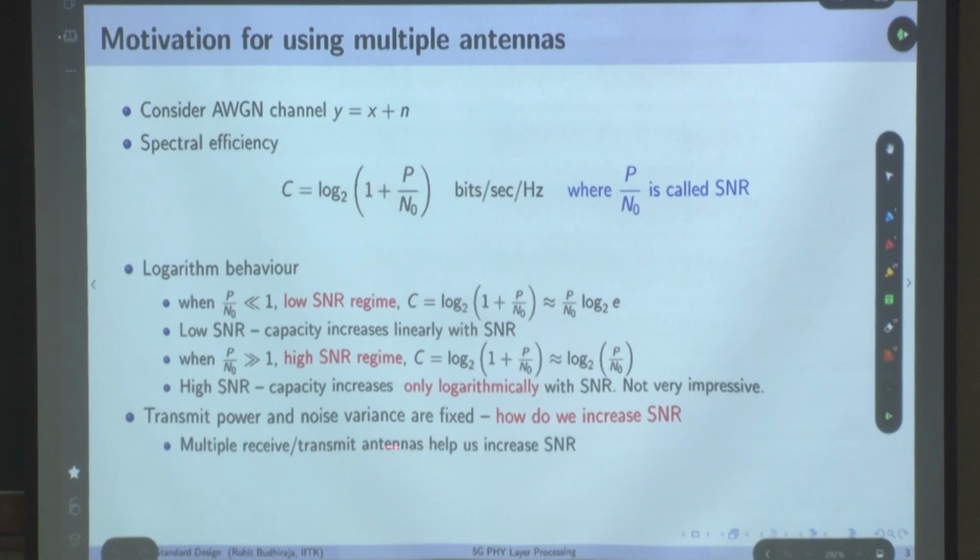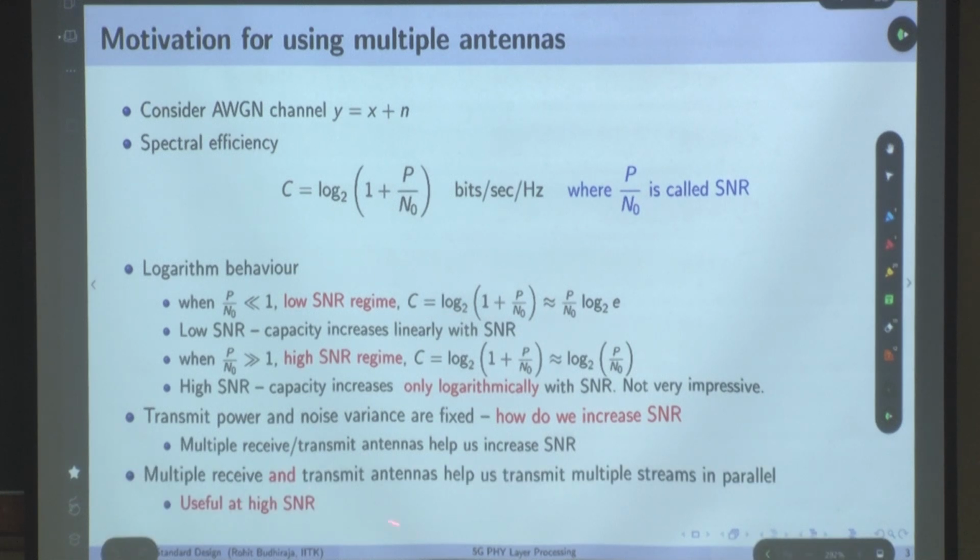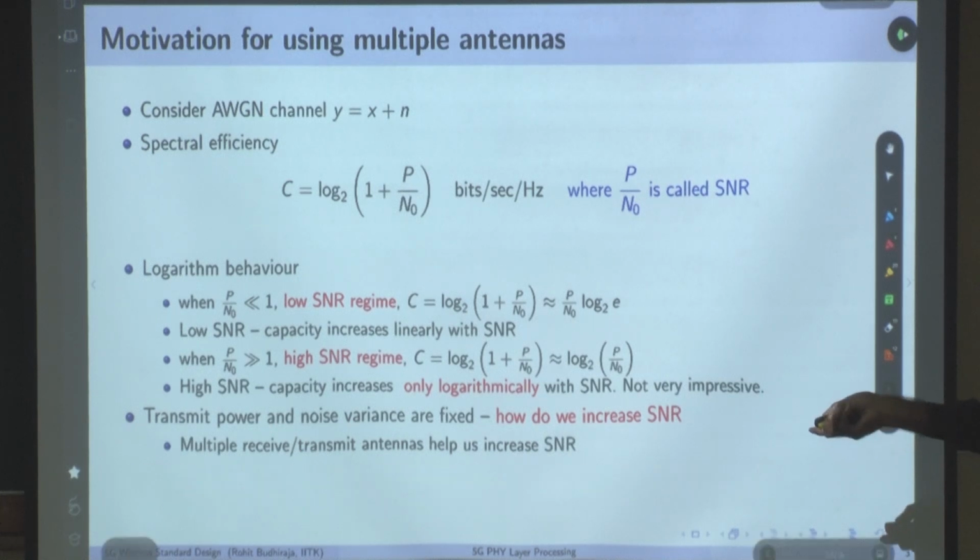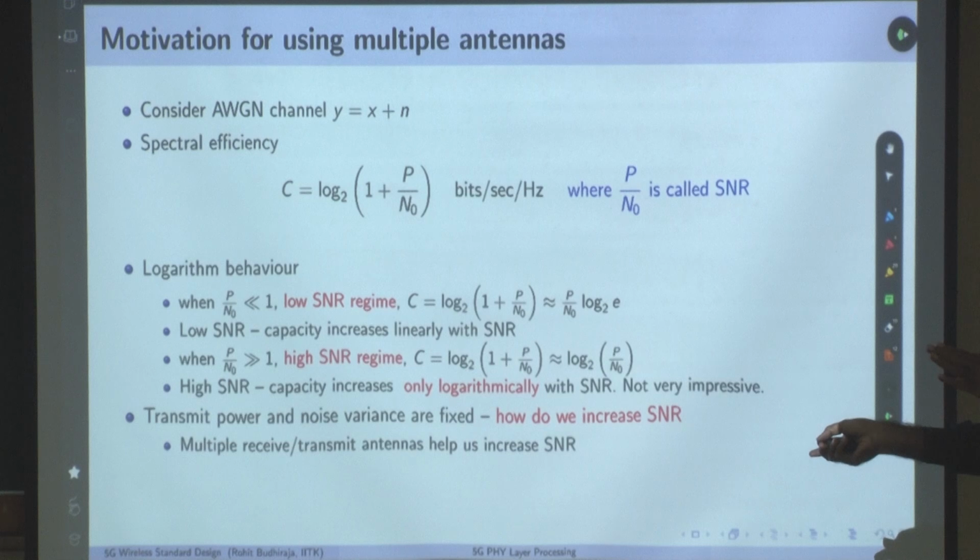So multiple receive or transmit antennas can help us in increasing the SNR, and that's what I am going to show you. That's the key idea. When the system is in a low SNR regime, you want to increase the SNR, but P and N naught are fixed. How do you do that? In the low SNR regime, if your transmitter has multiple transmit antennas and the receiver has only a single antenna, then also you can increase the SNR.